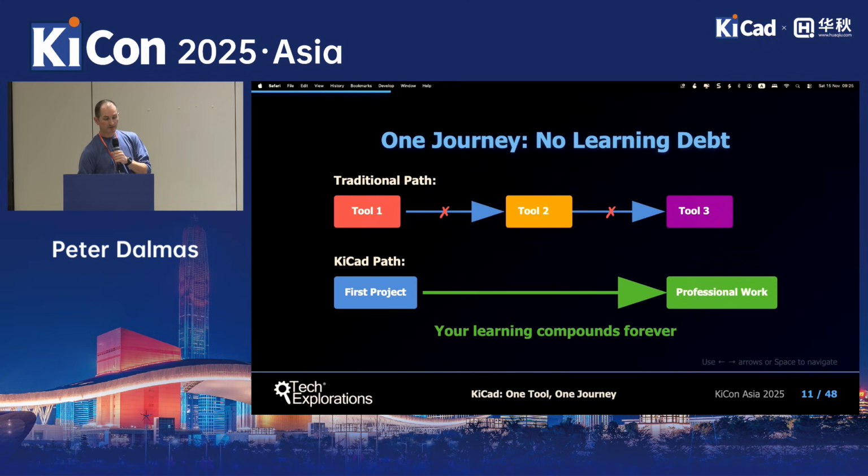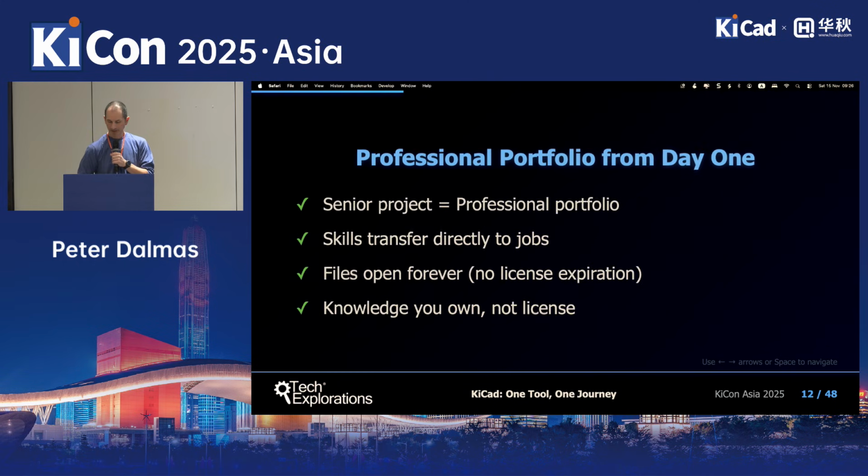So KiCad, one journey, no learning debt. Traditional path, okay, you've got to learn stuff every time that you move to the next stage in your professional career. With KiCad, just one continuous growth. Okay, one continuous growth. Your learning compounds forever, and you basically don't have debt to repay. So the implications, I think, at this point are quite obvious, right?